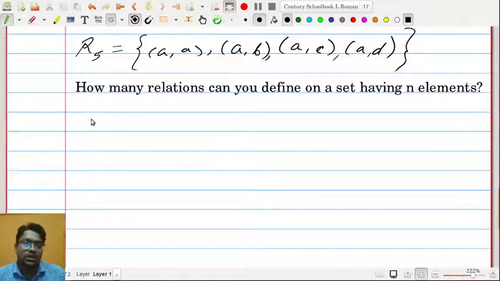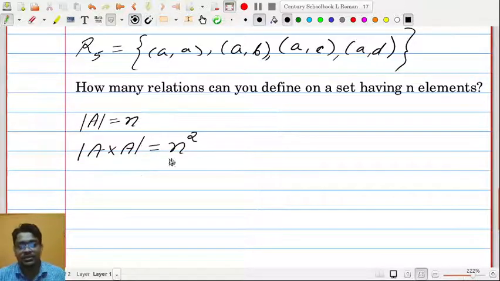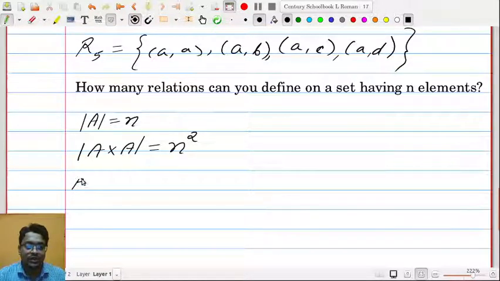So what we have seen is any relation is a subset of A cross A. Suppose the number of elements of A is equal to n. So what will be the number of elements in A cross A? A cross A will have exactly n square elements. So we know that every subset of A cross A corresponds to a relation. So number of relations will be what?